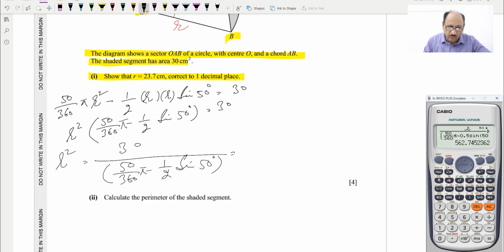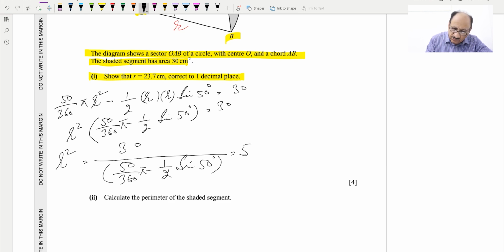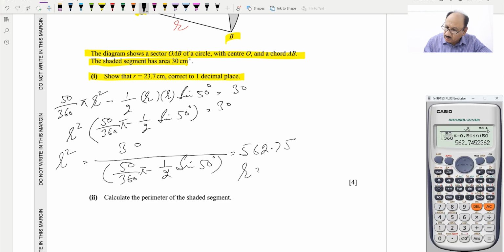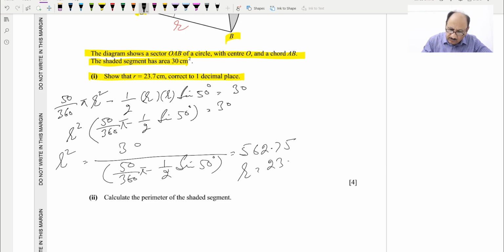and this is equal to 562.75, and this will be the r squared value. So r will be equal to, we can take the square root of the answer. The square root of the answer is equal to 23.72. This will be the answer, and this is what we need to show. We are done with this.